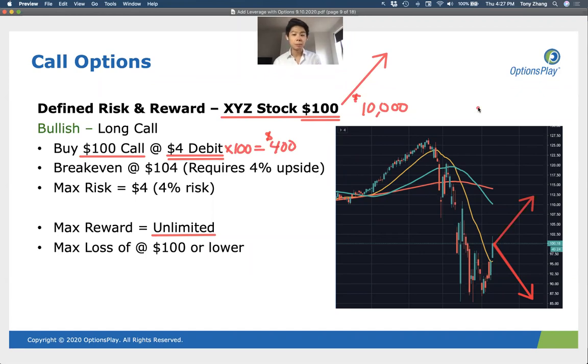So once you add this element of the fact that the stock needs to be above 104, that changes the game completely, because you're not just looking at a chart and saying, I think the stock's going to go higher, let me buy a call option. You're looking at that chart, and then you're going back to, how much does that call option cost? In this particular case, it cost $4.